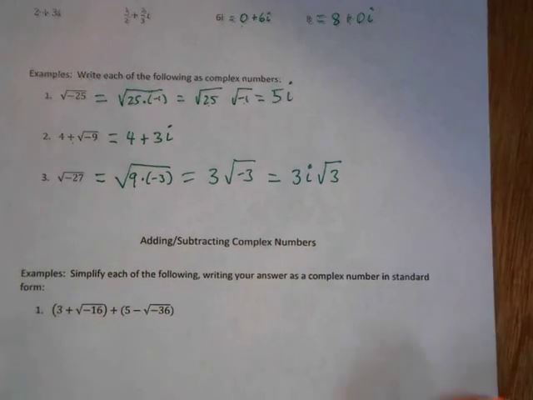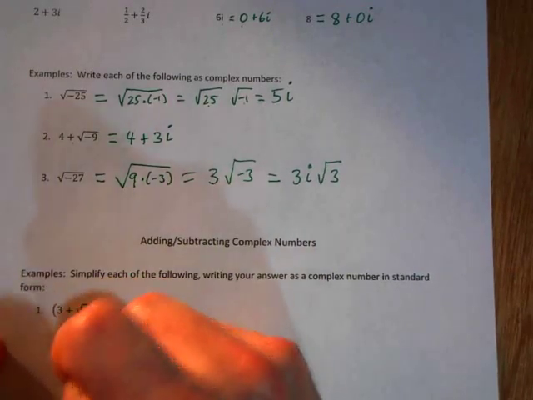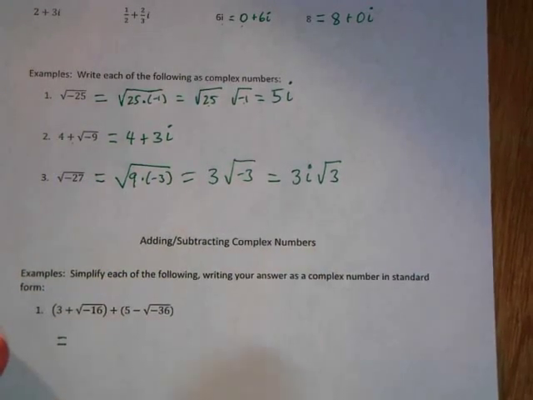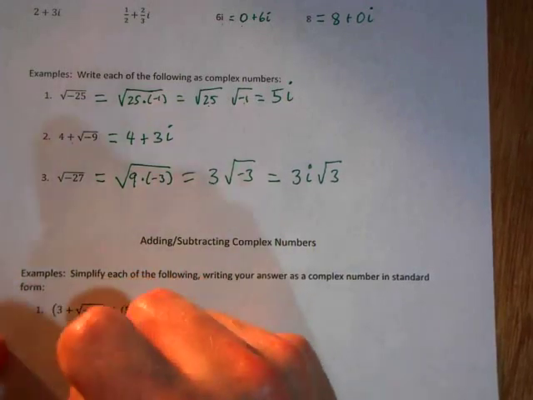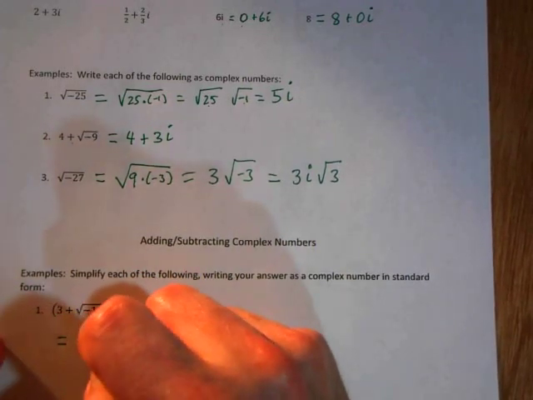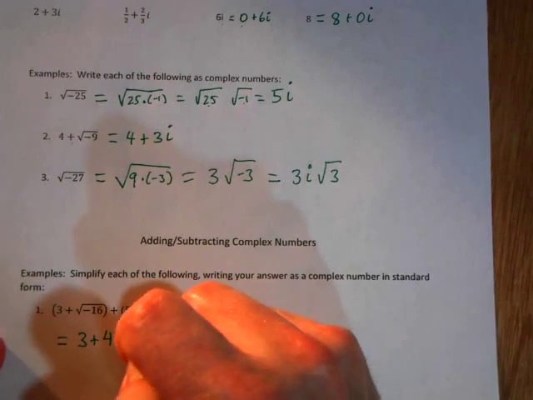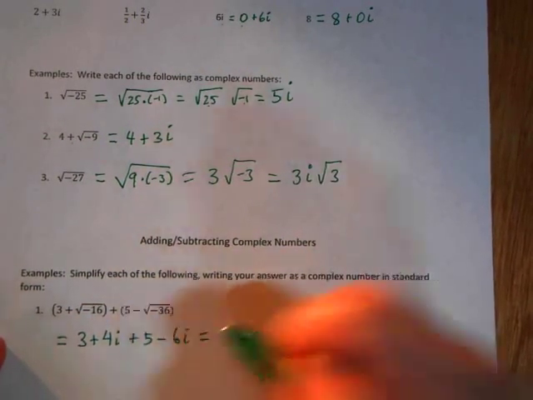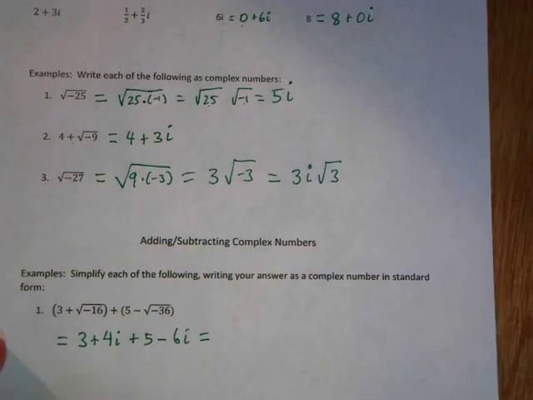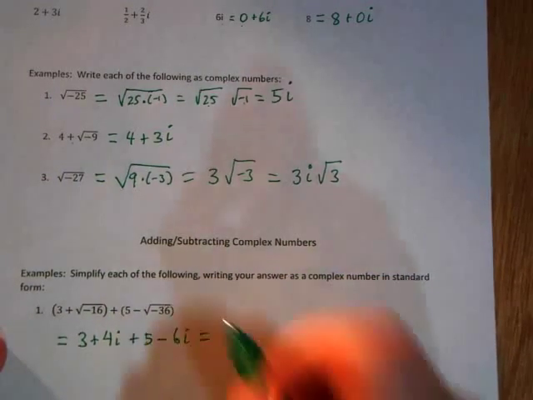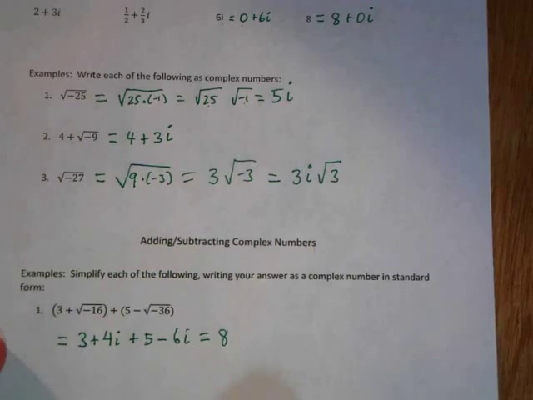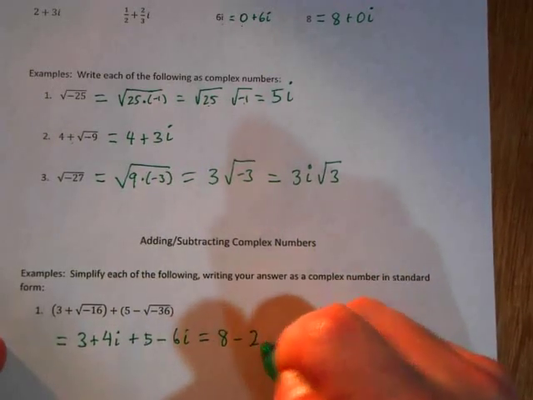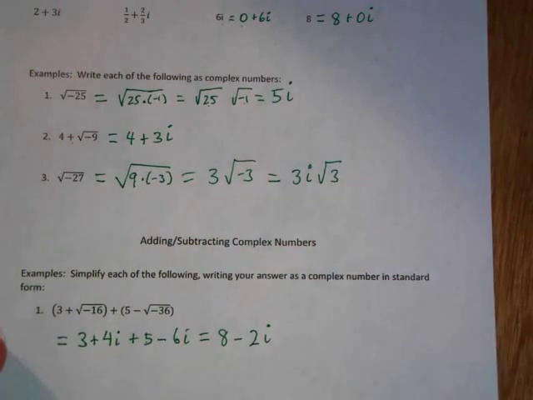Alright, adding and subtracting complex numbers. First thing you want to do is write these in the form using the i notation. So this would be 3 plus 4i plus 5 minus 6i. And then you simply combine like terms. 3 and 5, those are both real, so those add up to 8. 4i minus 6i, those are the imaginary parts. They're like terms, you add them. You get 8 minus 2i.